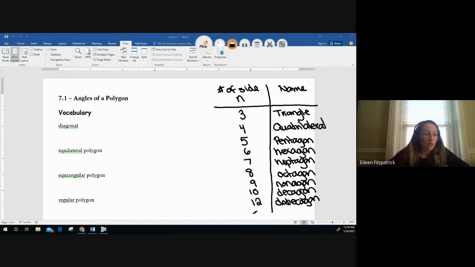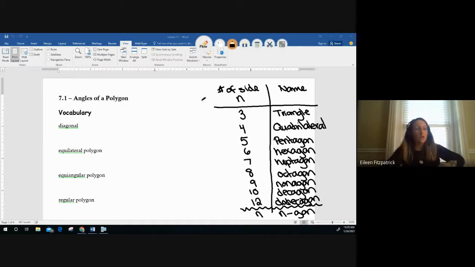After 12, I'll do a little squiggly. After 12, if it's 13 sides, we call it a 13-gon. 14 sides is a 14-gon. 15 sides, 15-gon. So after 12, I'm just going to write n, and then it would be n-gon. So again, if the figure had 27 sides, I'd call it a 27-gon.